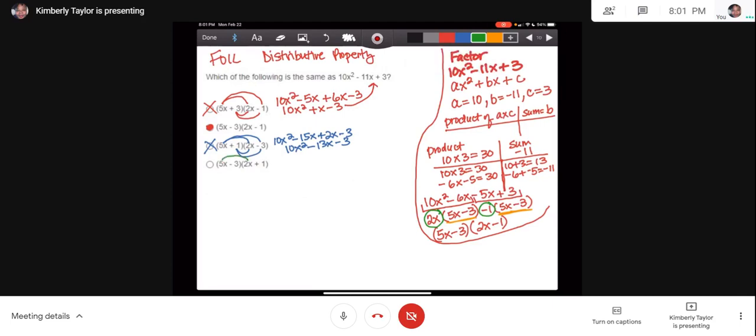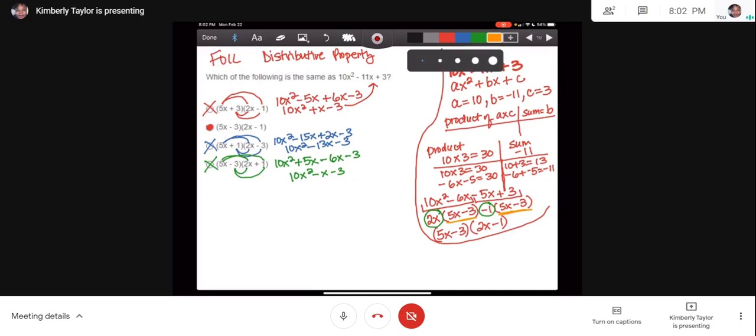5x times 2x, 10x squared. 5x times 1 is plus 5x. Negative 3 times 2x gets me negative 6x. And negative 3 times 1 gets me negative 3. I'm going to combine like terms, and I get 10x squared minus x minus 3. Again, it is not a match. Get rid of it. So, of course, we could check the last one, which we know is a match.